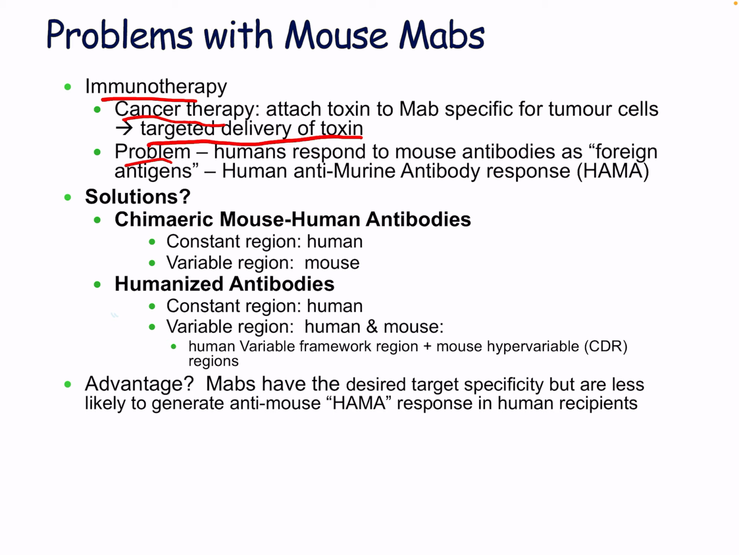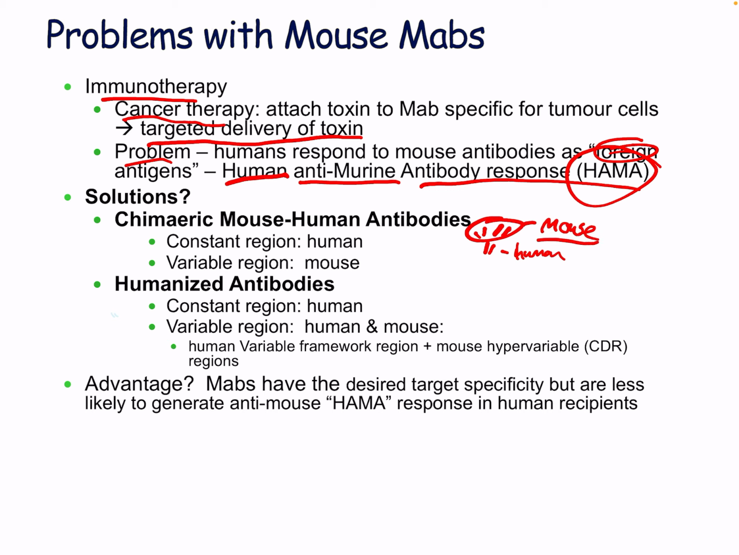The problem is that humans respond to mouse antibodies as foreign, and so we have a human anti-murine antibody response, or HAMA. A solution to this is to use chimeric mouse-human antibodies. This is when we are essentially merging mouse and human. Our constant regions are human, and our variable regions are mouse.